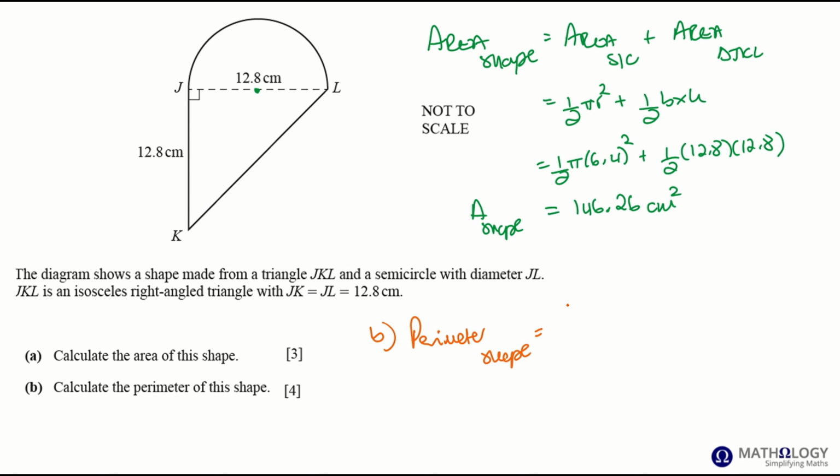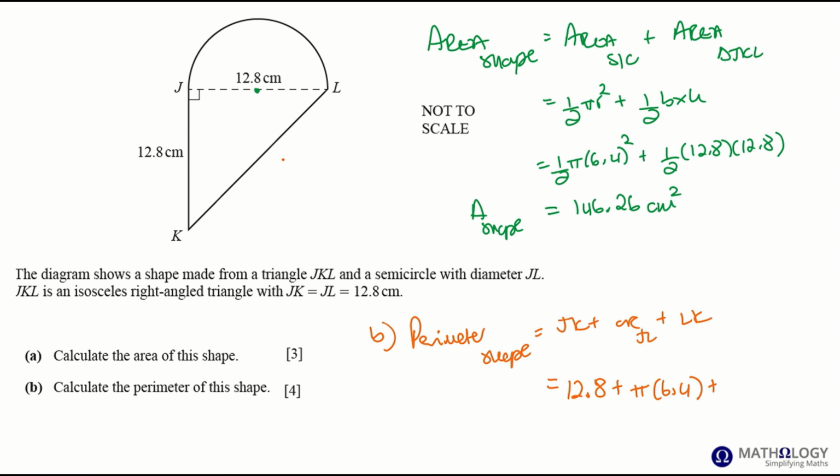Perimeter of the shape, that will be JK plus the arc, that arc JL, plus LK. The perimeter of the shape is just the distance around the shape. Obviously it doesn't include JL because that's inside the shape. It's the total distance around the shape. JK we know is 12.8. Arc JL is just half the circumference of a circle, which is pi times r, and the radius is, sorry, 6.4.